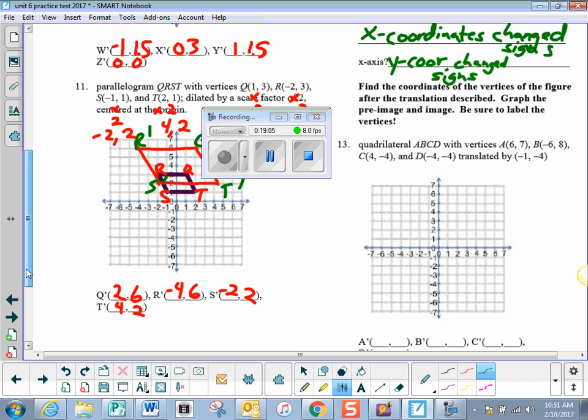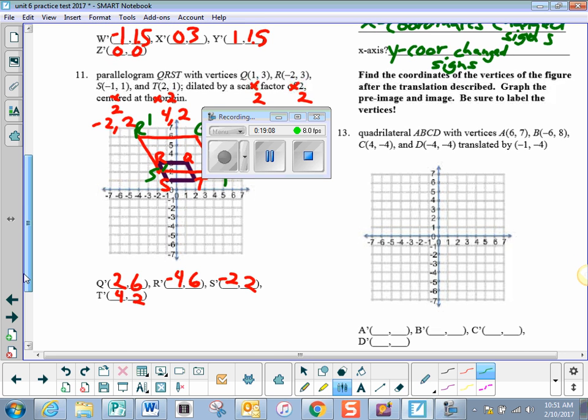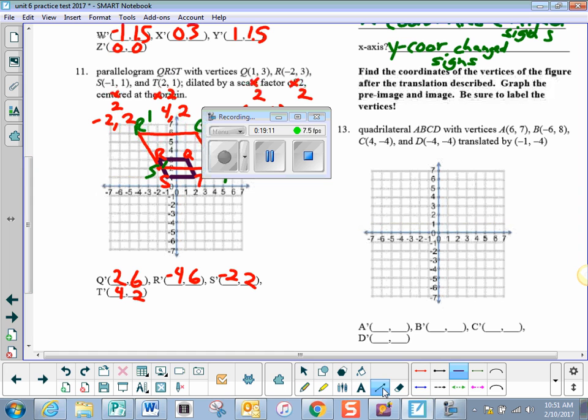Okay, number 13. So first we need to graph the shape. 6, 7 to negative 6, 8. It's about right there. To 4, negative 4. To negative 4, negative 4. Whoops. Did I do that? Well, let's write the letters before we move on. So we have A at 6, 7. B is at negative 6, 8. C is at 4, negative 4. And D is at negative 4, negative 4. So let's move this over here.